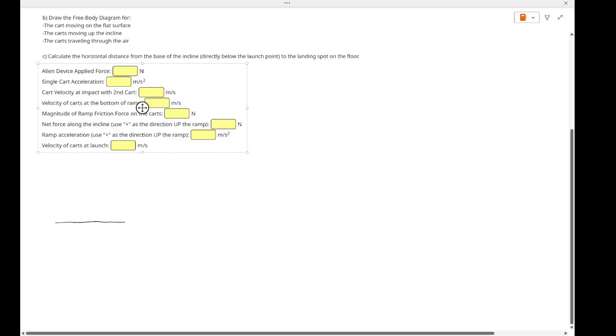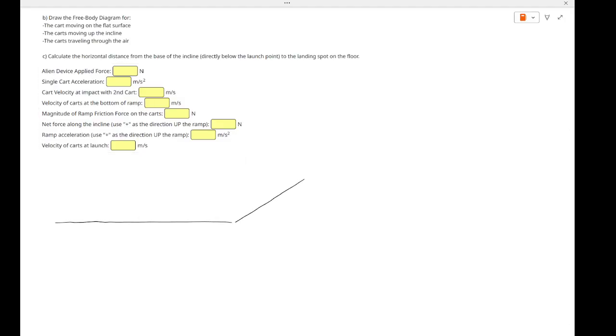You've got a flat surface, and then you've got an incline. You've got this cart that's going here, and it's got this advanced propulsion system, and it's going to collide with a small cart here, and they're going to move up the incline, right? So this is going to move along. And we get this collision right here. The big cart and the little cart, they're going to collide and move together.